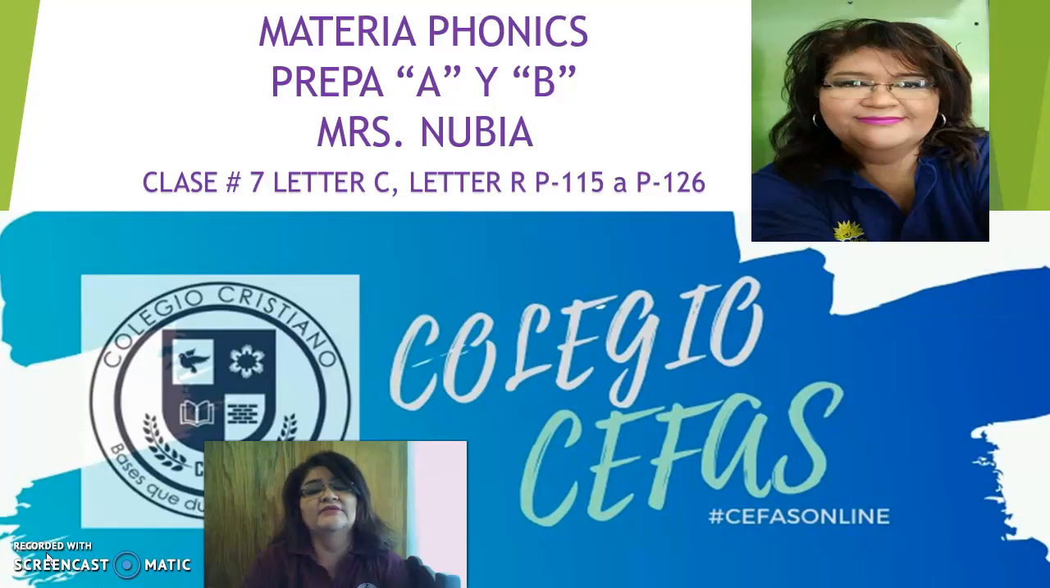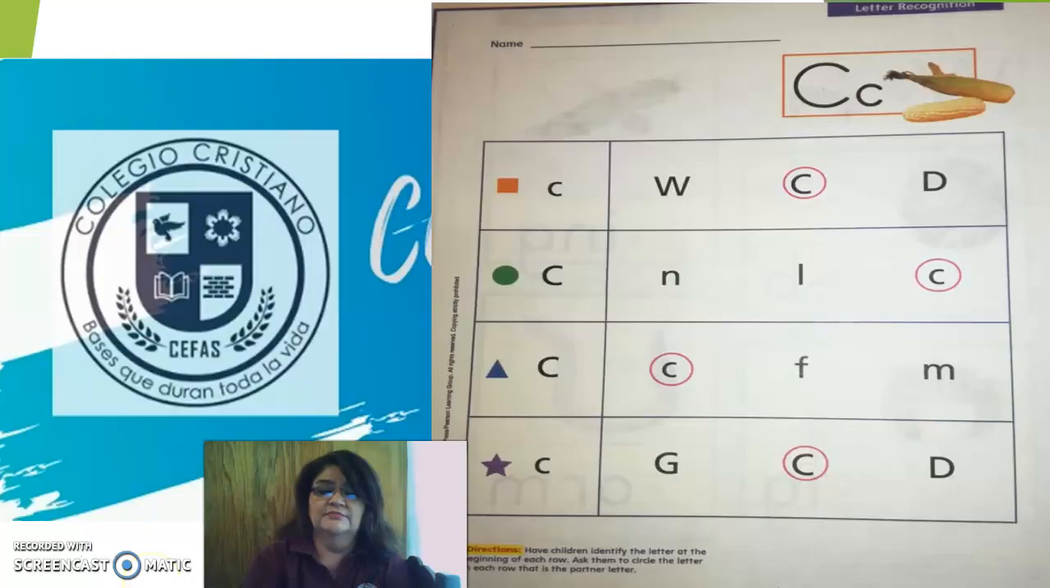Hoy vamos a trabajar desde la page 115 through page 126. Letter C and letter R. First, circle letter C, capital letter and small letter. Just circle.